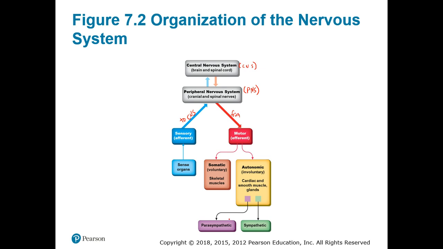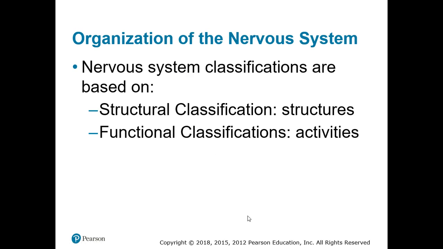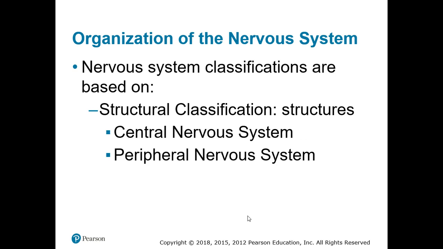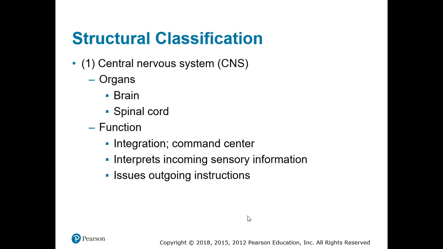Autonomic is then divided into two parts, sympathetic and parasympathetic. We'll get into more detail when we get to that section of this chapter. So again, as an overview, the nervous system is split two ways. We have a structural classification and a functional classification. The structural classification, we're going to talk about those two at the very top of that picture I'm having you copy: the central nervous system and your peripheral.